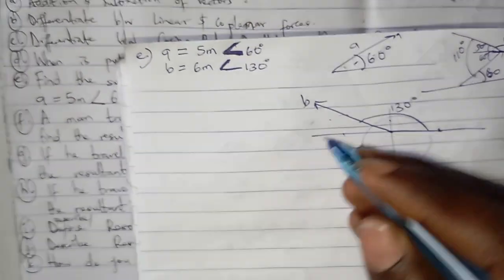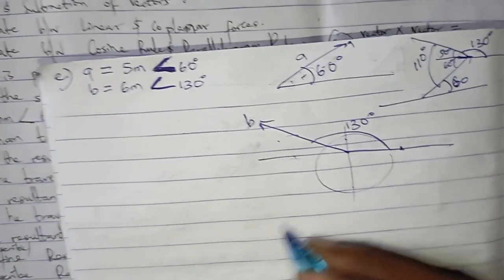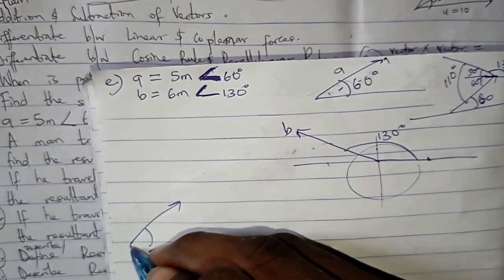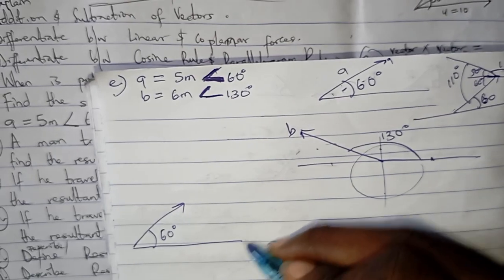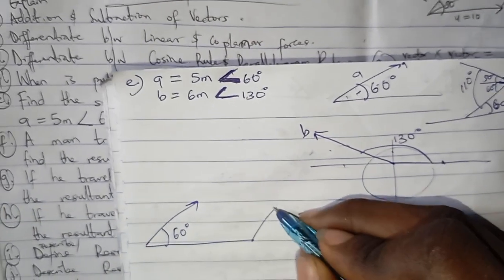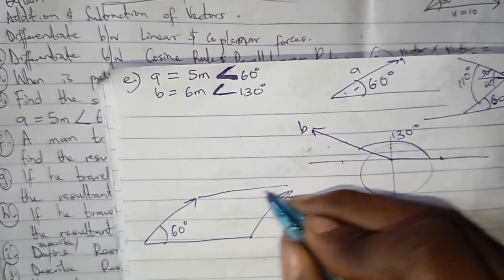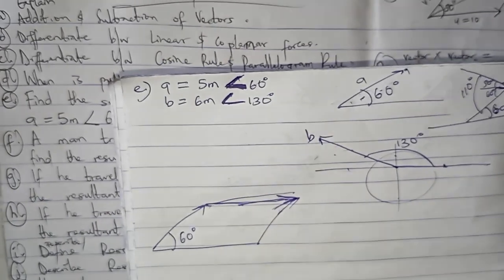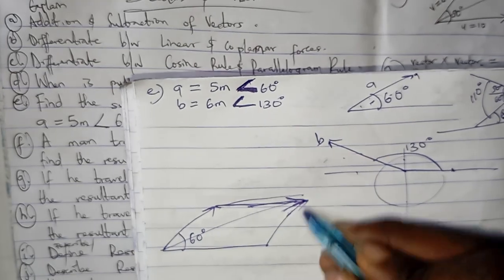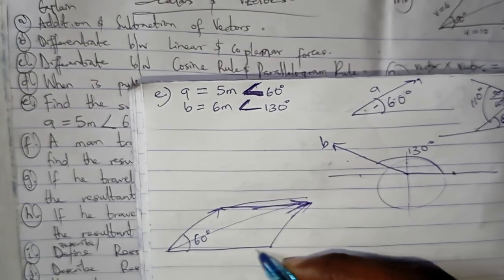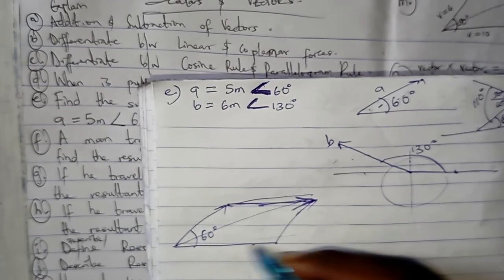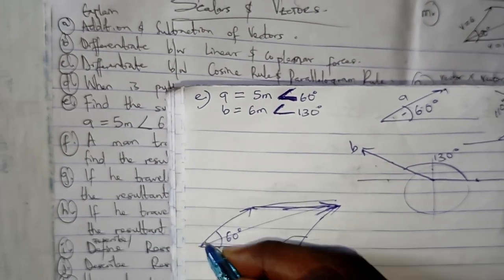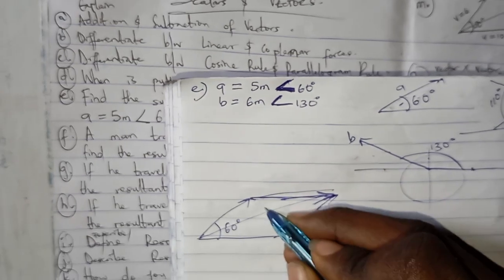So I'll simply say these are the angles I'm given. Let me redraw for A. A is 60 degrees. Remember that this should be equal on this side, and this should be equal on this end. So there should be a diagonal line. And when I have this diagonal line, I will say angles on a straight line is 180. So 180 minus 60, I should have 120 degrees here.